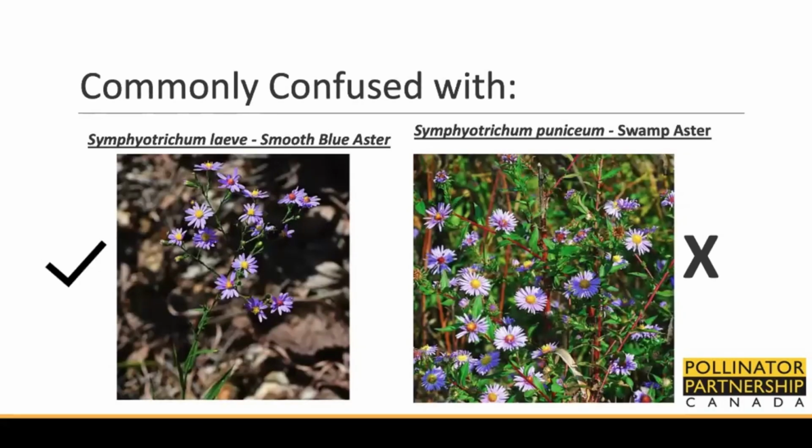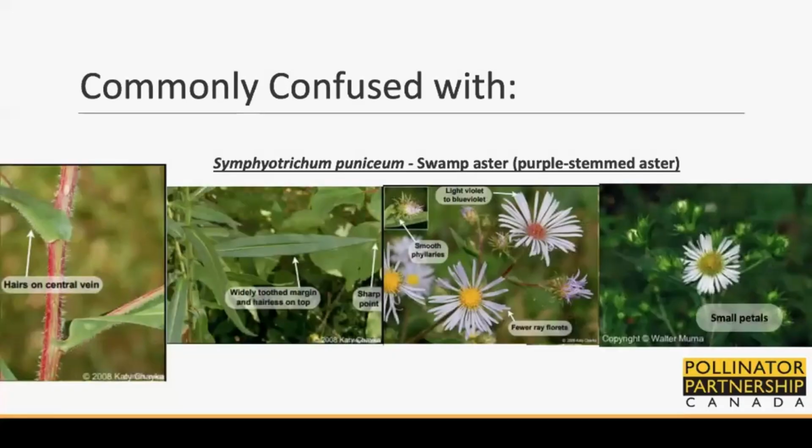There are a lot of whitish blue asters and other flowers, such as fleabanes, that smooth blue aster could be confused with, but one that we're going to focus on is swamp aster. The first thing you'll notice is that swamp aster has a reddish stem, unlike smooth blue aster's green stem. The stem of swamp aster is also quite a bit more hairy, so that's the key feature you'll want to look out for.